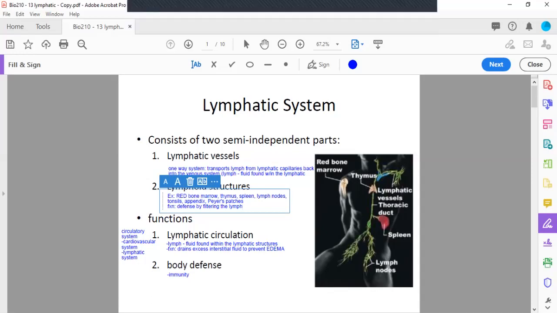All right, any question on this? As you can see from the image on the right, you can see the bone marrow, to be more precise, the red bone marrow, the thymus, the lymphatic vessels, the thoracic duct, the spleen, and the lymph node. These are examples of the structures involved with the lymphatic system. All right, write your questions down and we will come back to them in a moment. I'm going to move on to the next slide.